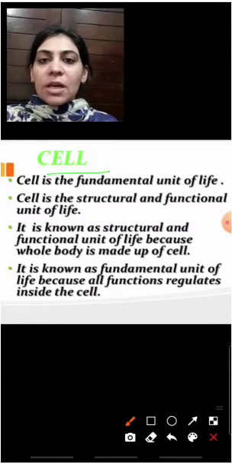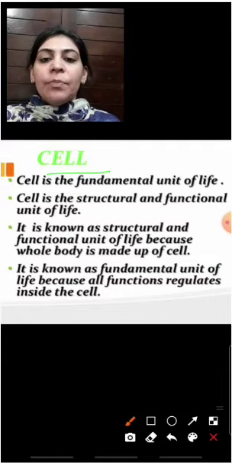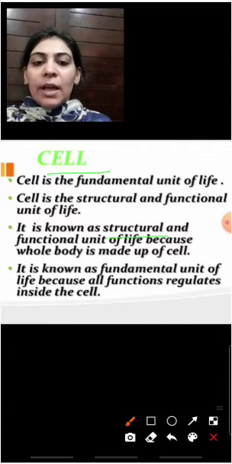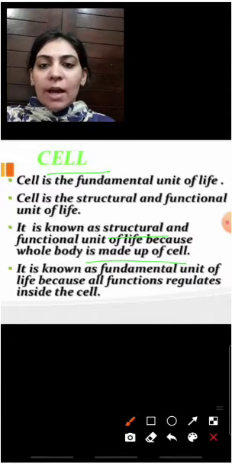Cell को structural और functional unit of life भी बोला जाता है. Cell is called structural because it helps in providing the structure to your body. It is called functional because all the functions are performed in your body with the help of cells. It is known as structural and functional unit of life because the whole body is made up of cells.